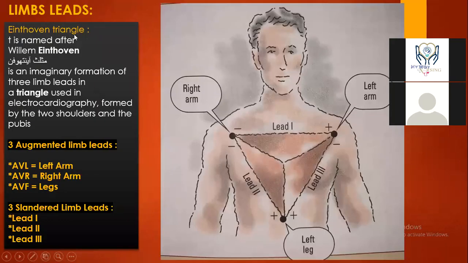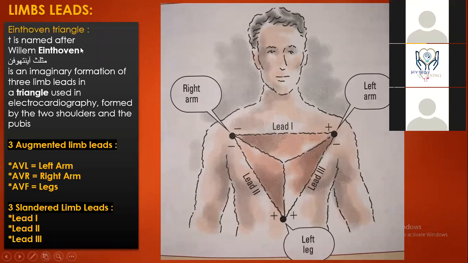As I've mentioned, the limb leads were discovered by the same scientist who invented the old ECG. His name is William Einthoven, and he discovered the triangle. It's called Einthoven's triangle. What does this triangle represent? aVR represents the right arm, aVF represents the leg, and aVL represents the left arm. And then we have lead 1, lead 2, and lead 3. So these are limb leads. Is it clear, guys? aVR, aVF, aVL, lead 1, lead 2, lead 3.